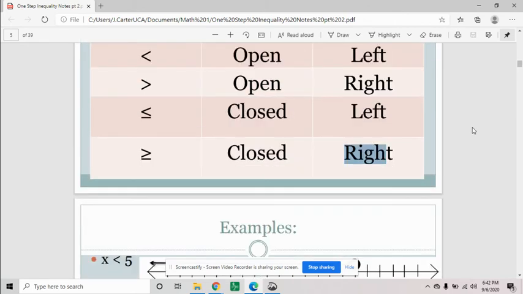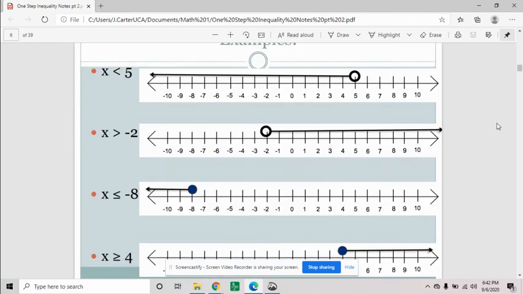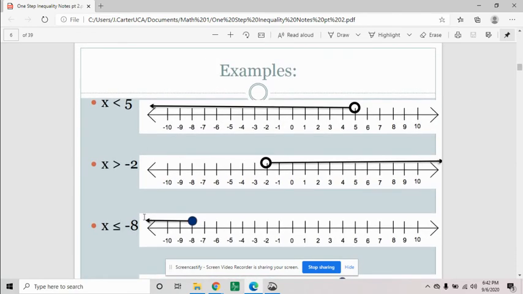And so some examples of that would be right here. So these 3 examples, these are great examples. X is less than 5. Again, that kind of looks like a sideways L to help you remember less than, but it's also pointing to the left. If it's pointing to the left, and we look at this number line, everything to the left of 0 is negative numbers.